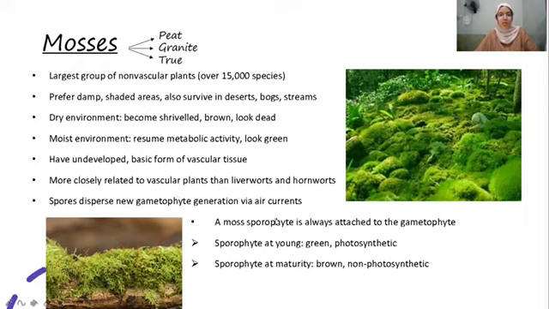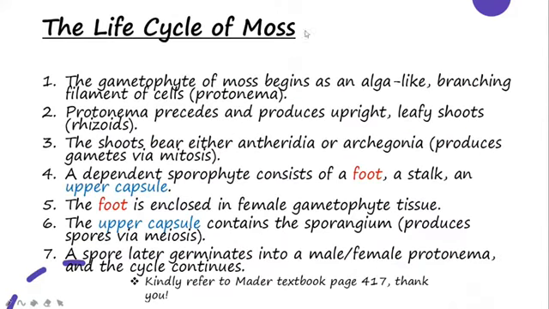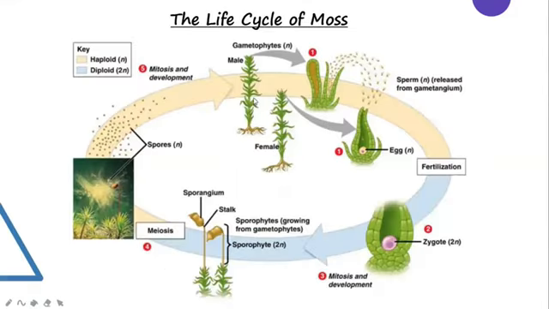A moss sporophyte is always attached to the gametophyte. A sporophyte when young is green and photosynthetic. At maturity, it is brown and non-photosynthetic. These two points I will explain in more detail later in the moss life cycle. So this is the life cycle of moss. You can refer to this slide or the next slide. Now I'm going to explain in more detail so that you can understand it easily.